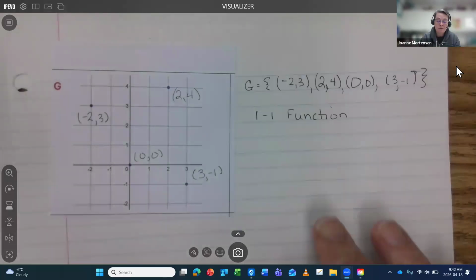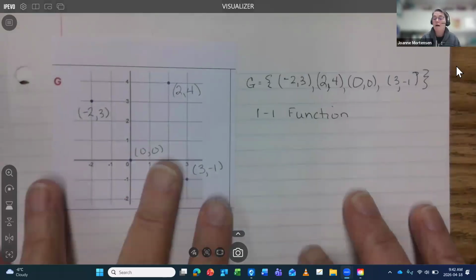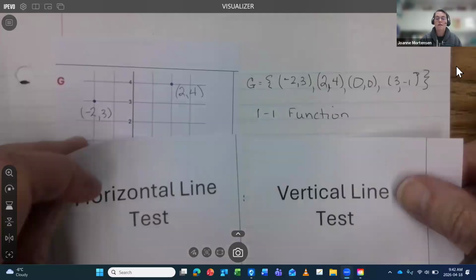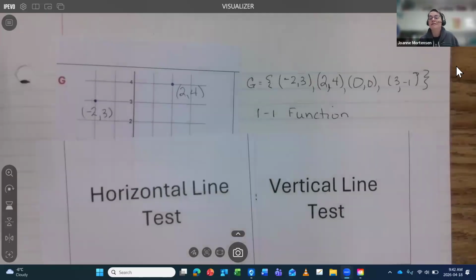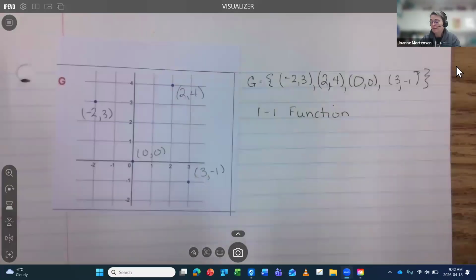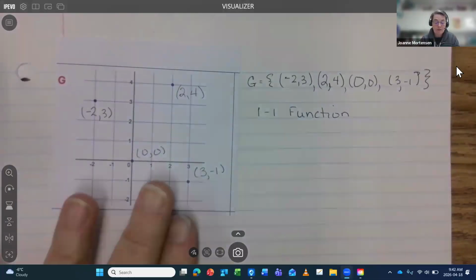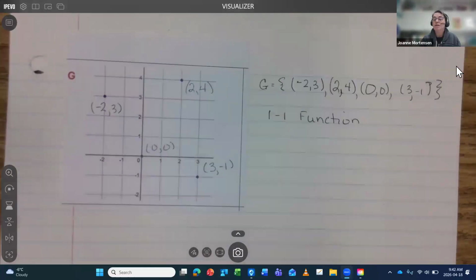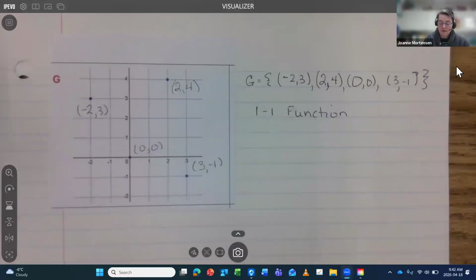Okay. So for this, I'm going to teach you the new ones. Again, I got a pile of stuff on my desk. We can use a horizontal and vertical line test. Now, you have to do these in order. The vertical line test. Guess what? You already know. You're going to draw a vertical line.